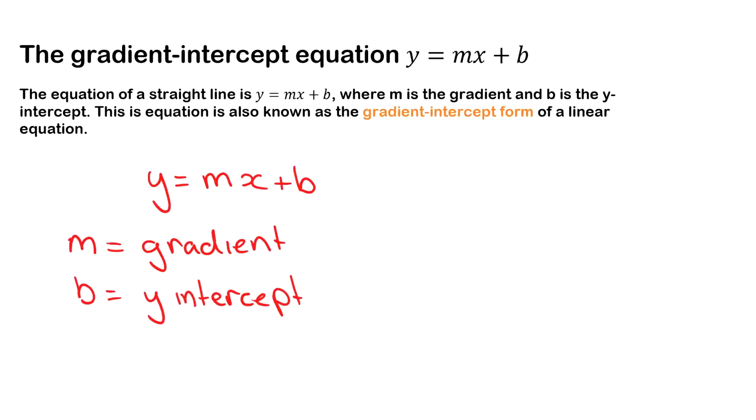In this video, we will be covering the gradient-intercept equation, y equals mx plus b. So the equation of a straight line is y equals mx plus b, where m is the gradient and b is the y-intercept. This equation is also known as the gradient-intercept form of a linear equation. It is one of the more common forms of a linear equation that you'll see. Again, y equals mx plus b, where m is your gradient and b is your y-intercept.